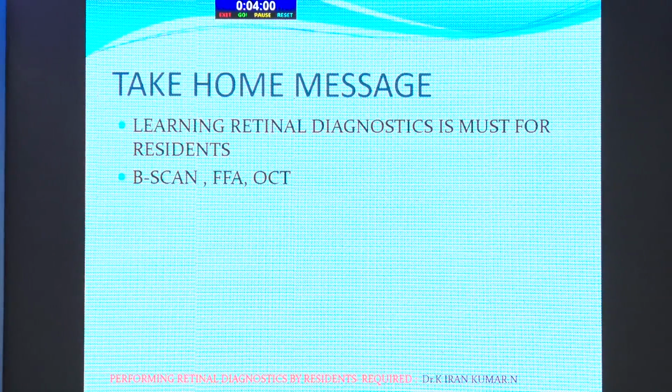in our practice. So my take-home message is, learning retinal diagnostics is a must for residents. The basic things include B-scan, FFA, and OCT, apart from X-ray, CT scan, and MRI of the orbits, a few basic things.